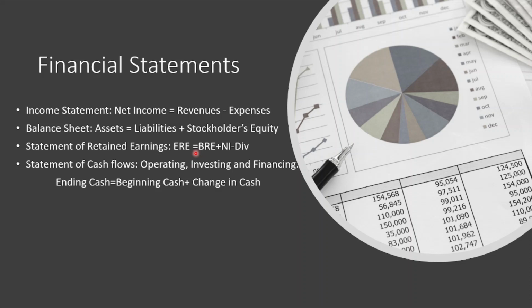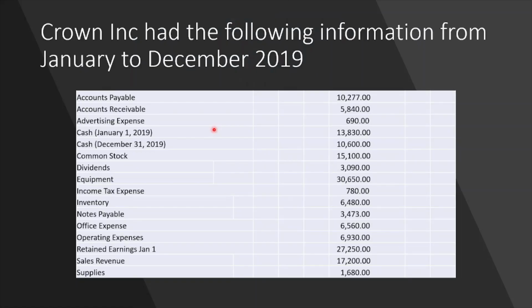Better to just have 7. But most texts will say 5: revenues, expenses, assets, liabilities, stockholders' equity. This 5: 1, 2, 3, 4, 5. Okay. Now we can go back to our question.